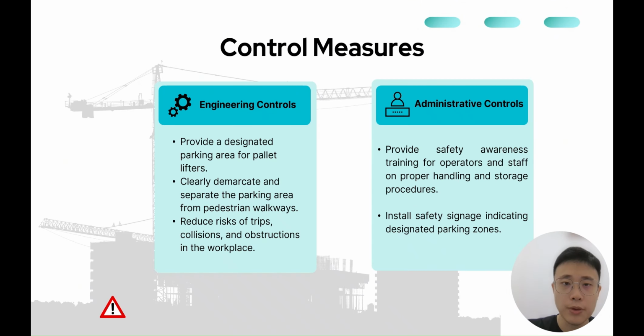For hazard 2, I propose two control measures. The first one is the engineering control, which provides a designated parking area for the pallet lifter, clearly demarcated and separate from the pedestrian walkway. It will reduce the risk of collision and obstruction in the workplace. The second control is the administrative control. We can provide safety awareness training for the operator and the staff on the proper handling and storage procedure, and also install safety signs indicating the designated parking zone.